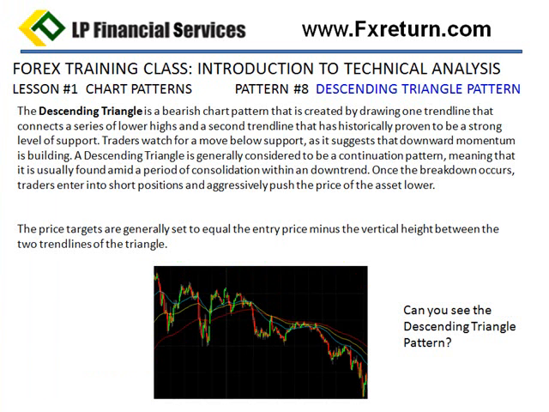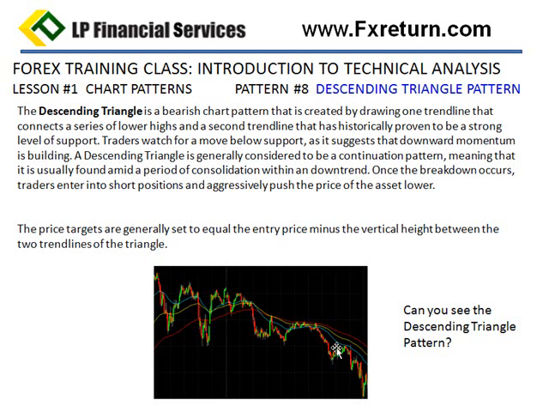In pattern number 8, the descending triangle pattern, we see that the descending triangle pattern is a bearish chart pattern that is created by drawing one trend line that connects a series of lower highs and a second trend line that is historically proven to be a strong level of support. Traders watch for a move below support as it suggests that the downward momentum is building.